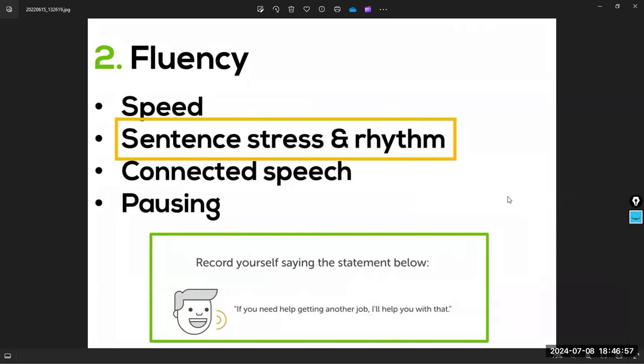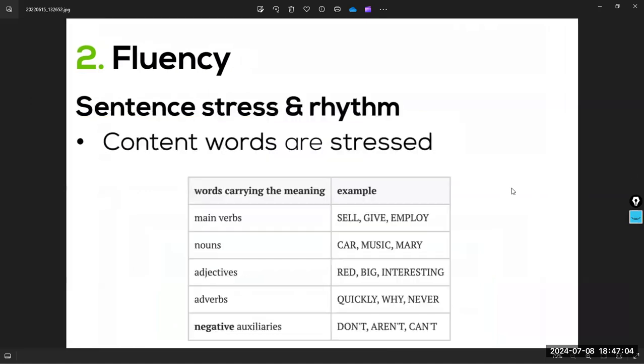let me just go to the next information. So as I told you, the sentence stress. This is what I mean by sentence stress. The content words that should be stressed are the main verbs, as I told you, like go, run, sleep, eat, watch. The nouns, all the nouns should be stressed, like car, music, Mary. All the adjectives absolutely should be stressed. For example, red, big, interesting.